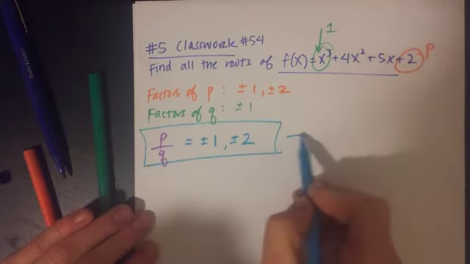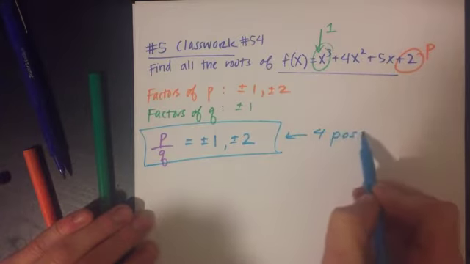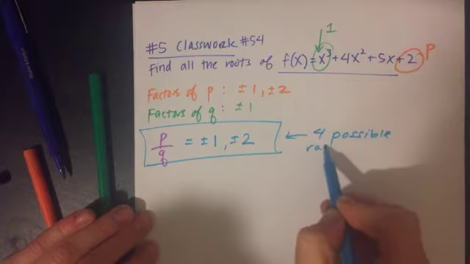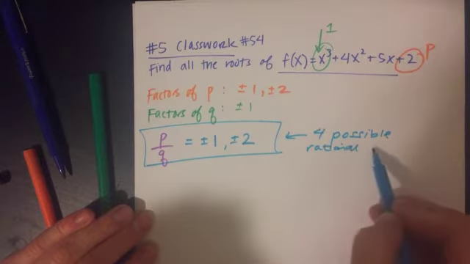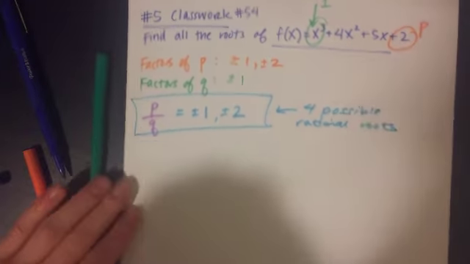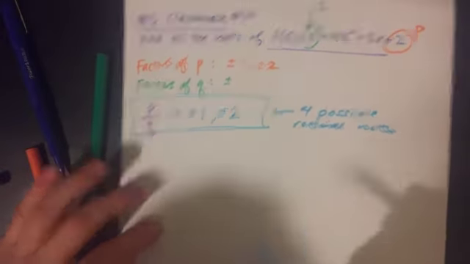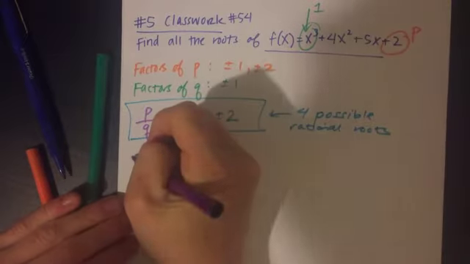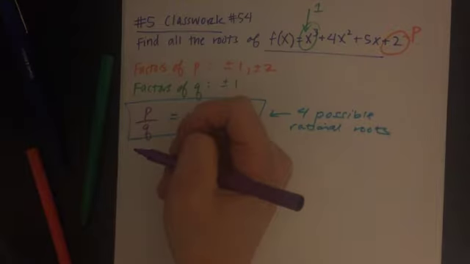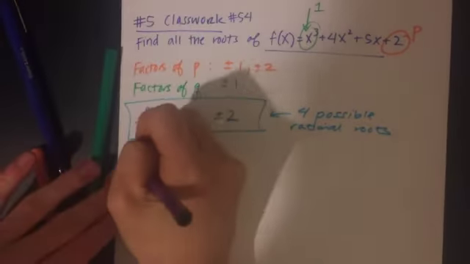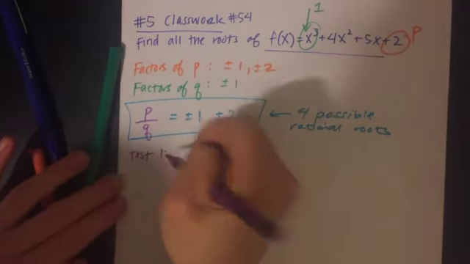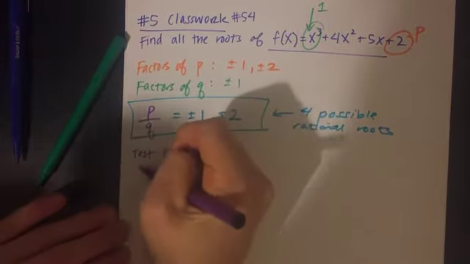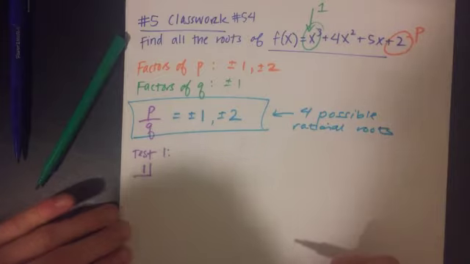So these are the 4 possible rational roots. So now we have to test them. 1, 2, 3, 4. That's not so bad. We have 4 roots to test, and it's really just random what we're going to test. I don't know. Why don't we test 1?